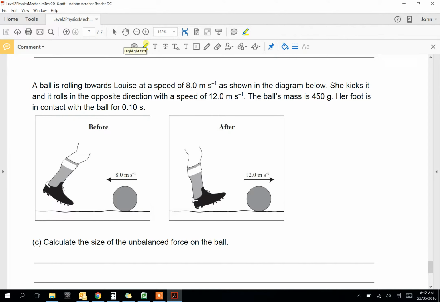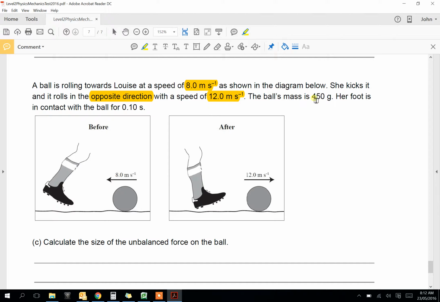This question now, and the last part of the whole test. A ball is rolling towards Louise at a speed of 8 meters per second. It's towards her, as shown in the diagram. She kicks it and it rolls back in the opposite direction. That looks like it might be important. It changes direction with a speed of 12 meters per second. Better make a note of that.